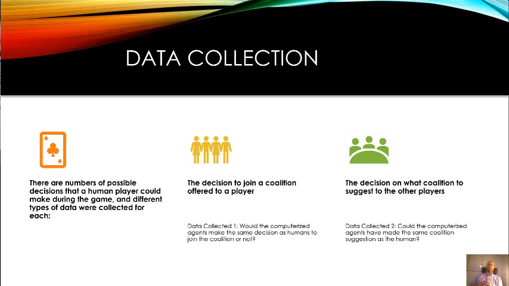For example, if there was a decision to join a coalition offered to the player, would the computerized agents have made the same decision? Similarly, the other way, when they suggest the coalition, would the computerized agents be able to have suggested that coalition? There's a stochastic element to the simulation, to the algorithm. So it doesn't necessarily mean they would have suggested that coalition, but could they have suggested that coalition?